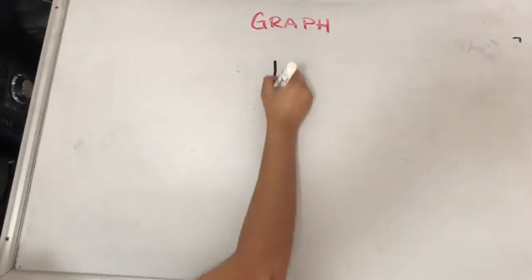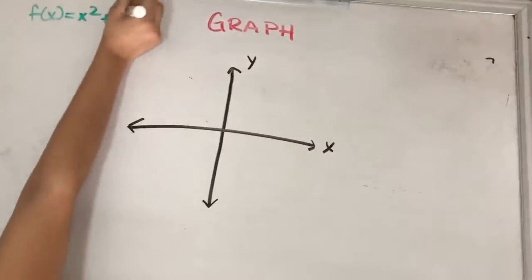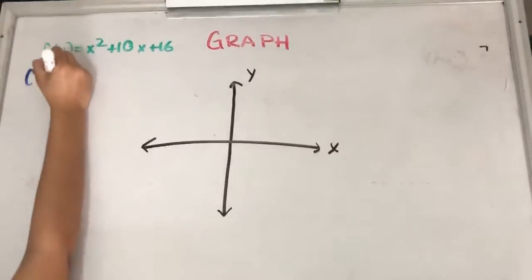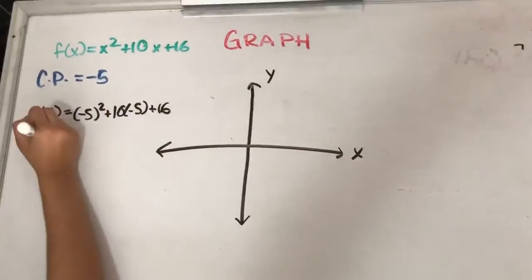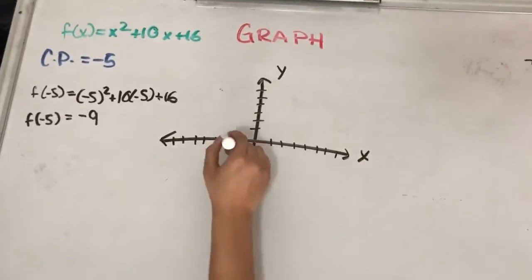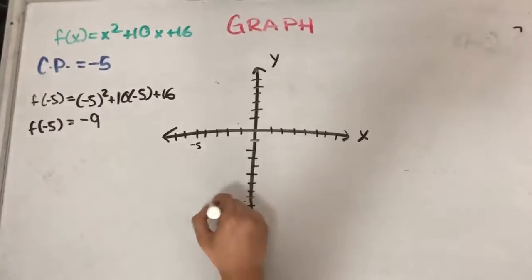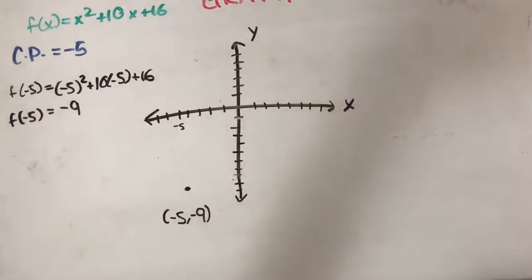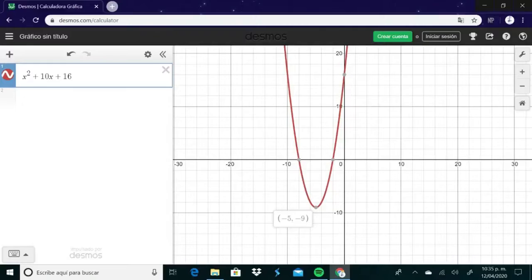Now, to sketch a graph, we need to first indicate the y and the x value. So, at this point, we need to substitute the critical value in the formula that we just have. And then, we end with a value. Then, we sketch the graph, indicating where our point will be. In this case, it will be minus 5 and minus 9. We draw a positive concavity, and that's all. If we do it exactly, the graph will look like this.